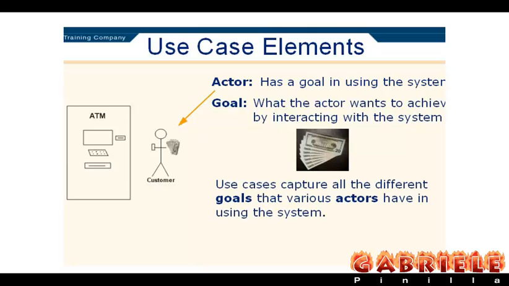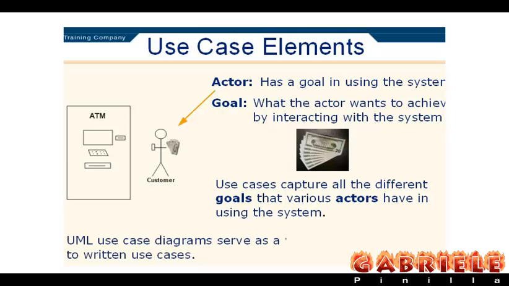Use cases capture all the different goals that various actors have in using the system. When you're looking to capture the use cases, what you want to do is think of all the actors that you can think of who might interact with the system, and then ask yourself, what uses does this actor have for this system? Now, use cases are written text, and often you'll find them in a requirements specification.